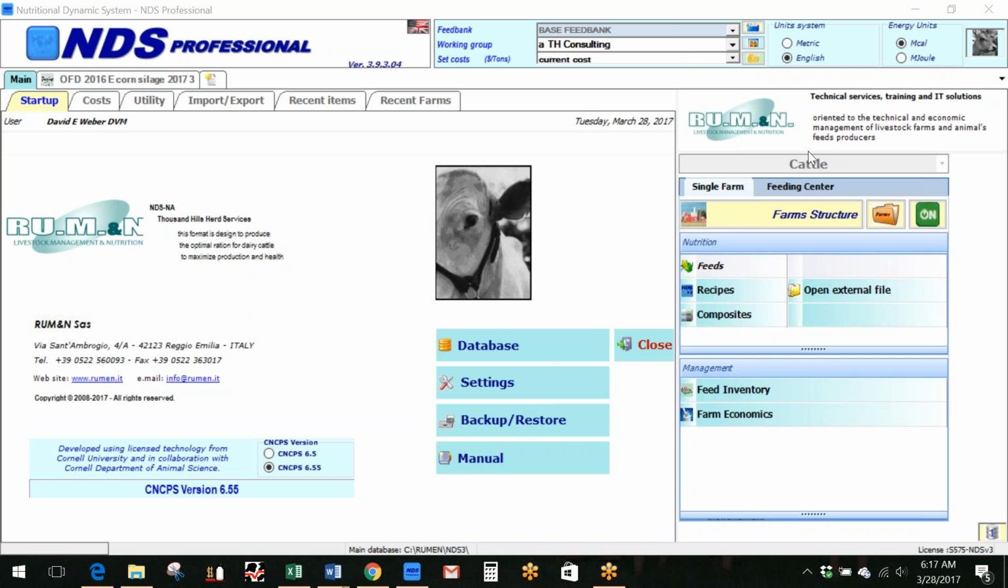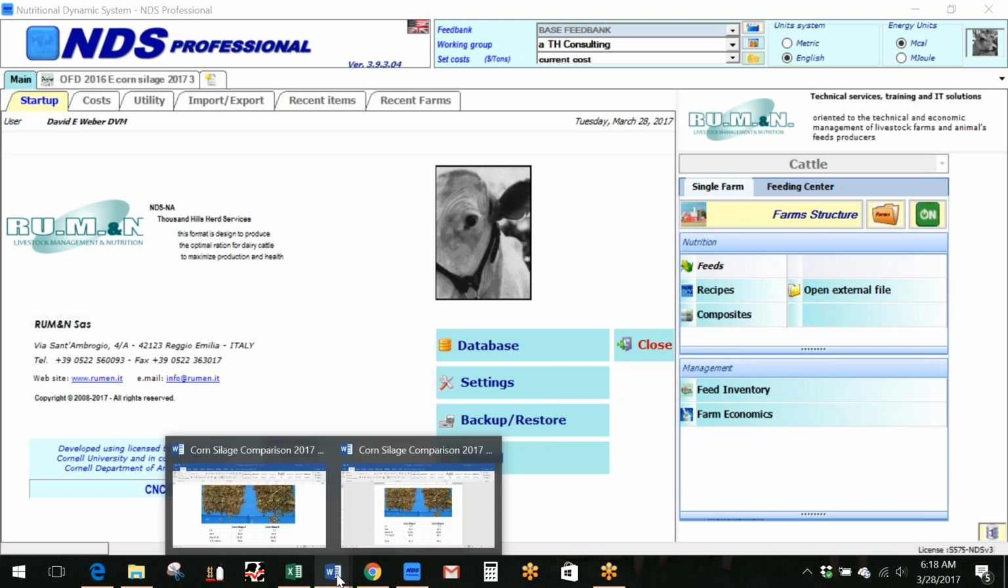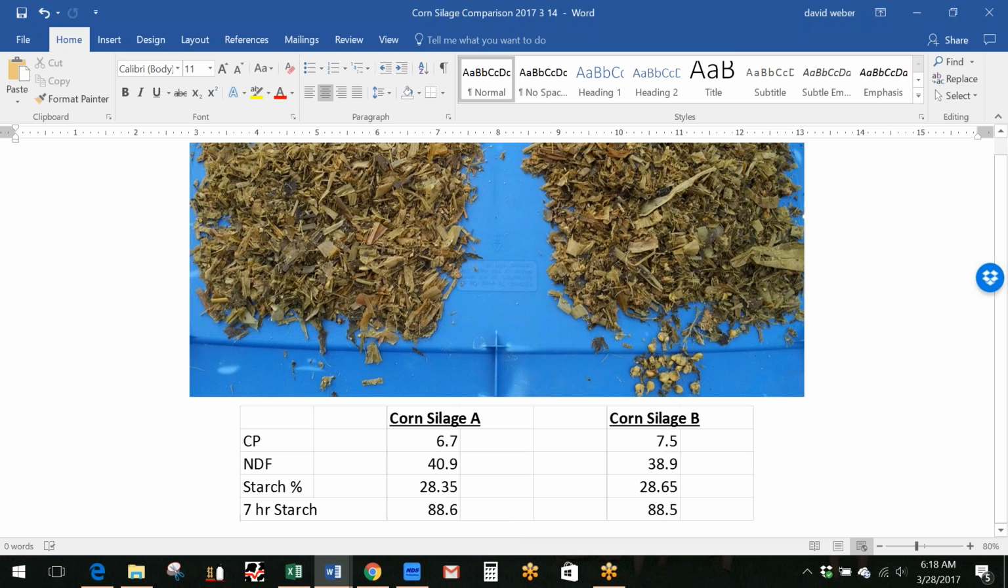What I wanted to do was just cover a short topic of what analysis we need to modify as we start looking at some of the inputs into NDS, the CNCPS 6.55 samples. I ran across this situation on two dairies within the same state, probably within 30 miles apart from each other, and was looking at some samples of corn silage. So I'd like to show you these samples of corn silage.